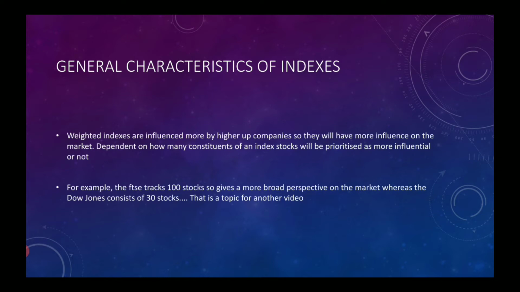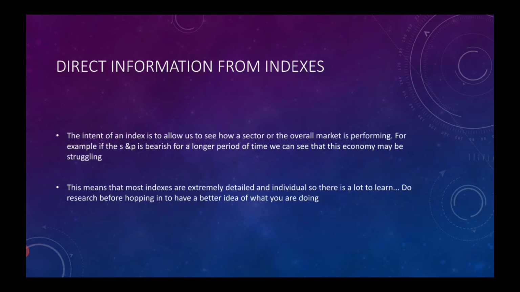An example of this would be the FTSE 100, which tracks 100 companies, of course, and stocks. So it gives a more broad perspective on the market. If the FTSE 100 consists of 100 shares and the Dow Jones consists of only 30, the FTSE 100 will be weighted more by stocks at the top. It is also going to give you a more broad view of the market. An index consisting of 500, like the S&P, will give a great indication of the general American market, whereas the Dow Jones, only consisting of 30, may not give such a clear indication, but that is a topic for another video completely.